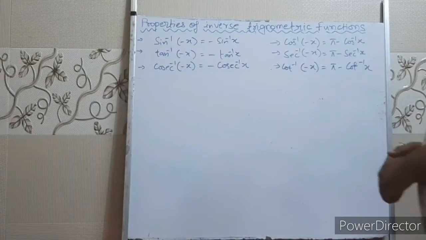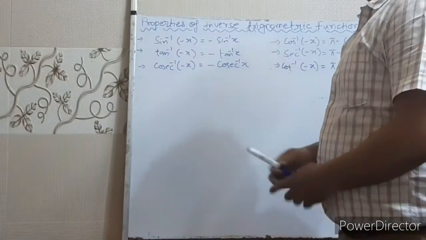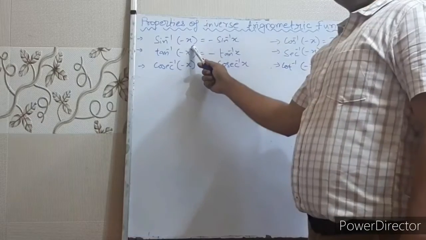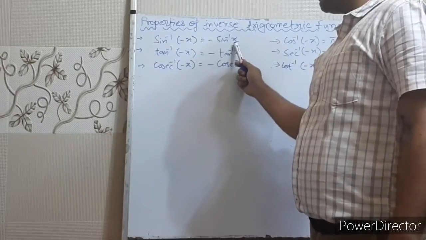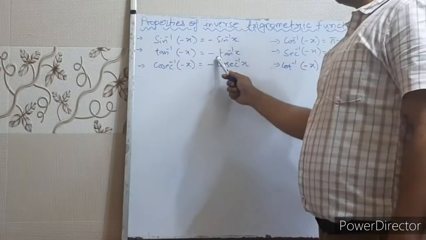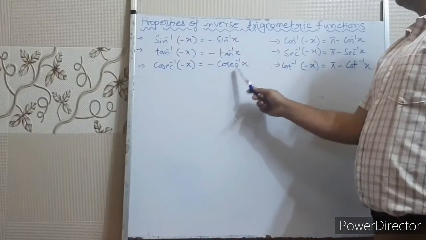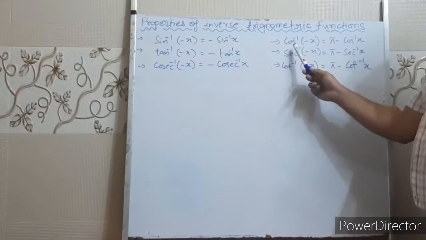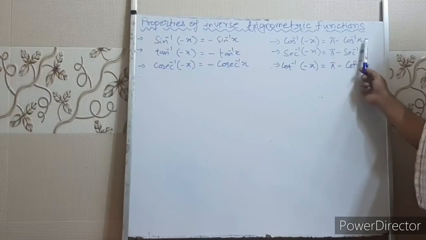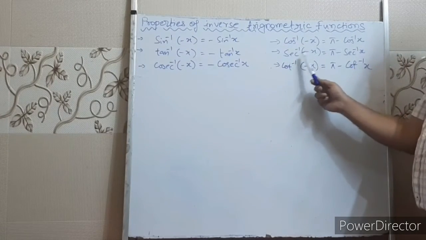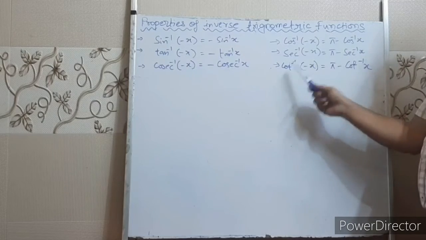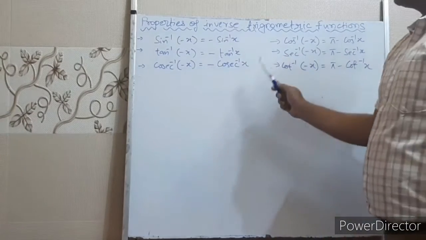Okay, a few more properties, children. Sine inverse minus x equals minus sine inverse x. Tan inverse minus x equals minus tan inverse x. Cosec inverse minus x equals minus cosec inverse x. And cot inverse minus x equals pi minus cot inverse x. Sec inverse minus x equals pi minus sec inverse x. These three are the same and these two are similar.